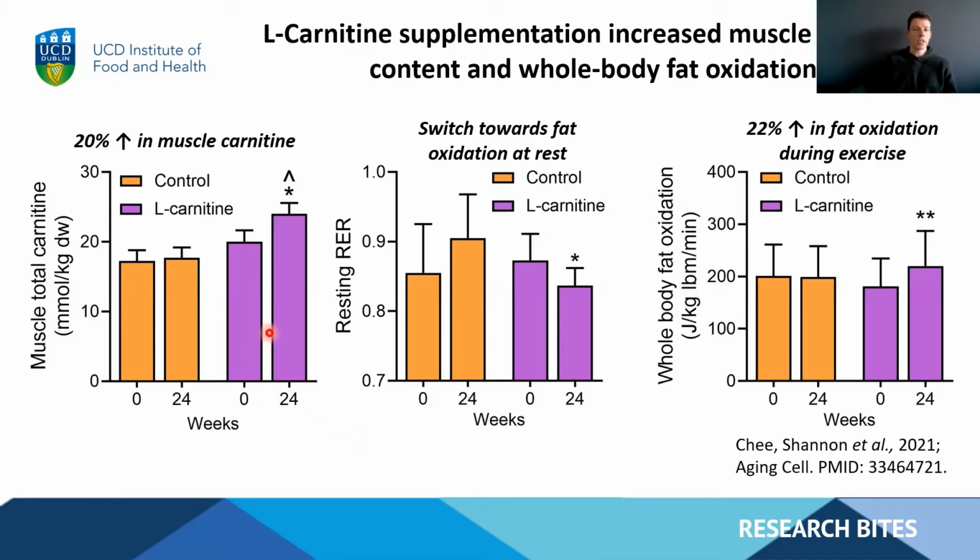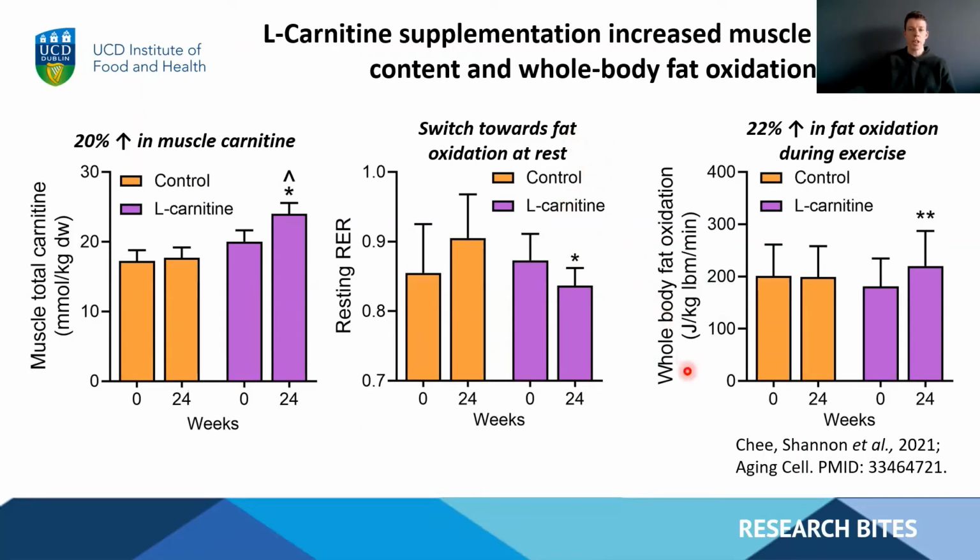You can see that in the carnitine supplemented group, there was a significant increase of 20% in total muscle carnitine content, which was similar to what had been reported previously in healthy volunteers when this study was run. And when the resting RER was measured, which is a measurement of gas exchange that tells you whether you're burning carbohydrate or fat, there was a reduction in the resting RER in the carnitine fed group, which is indicative of a switch towards fat oxidation at rest.